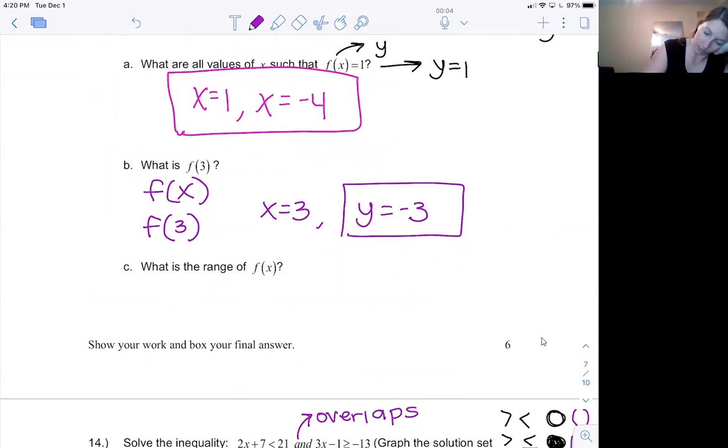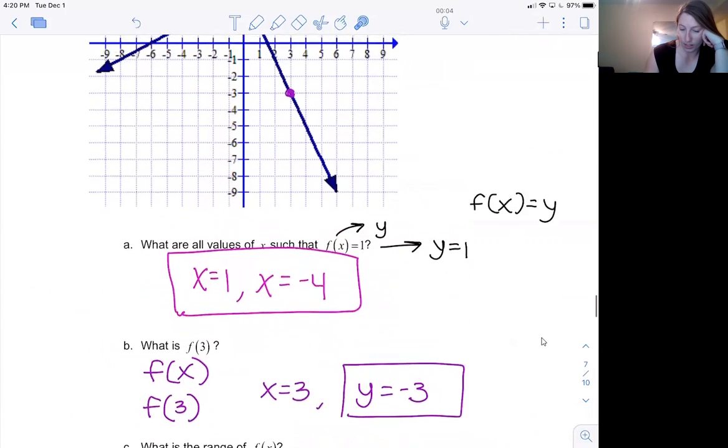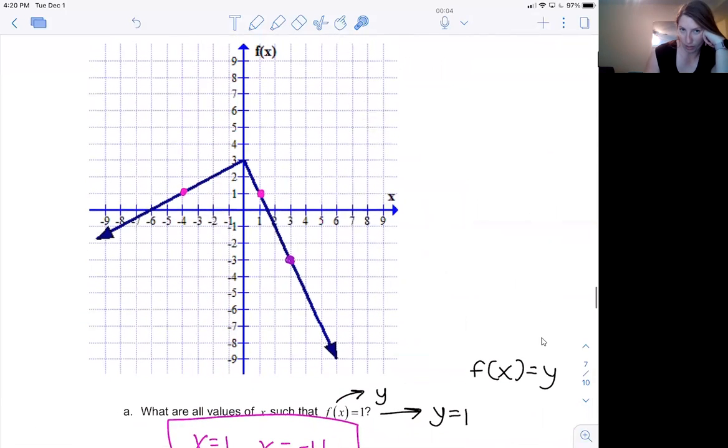Okay, now they want to know the range. So when they're asking about the range, it's talking about our y values. And the domain is referring to our x values. So we don't need to worry about the domain for this question, but for the future, we'll see a question later on that will deal with that. So the range, we're just looking at our y values and seeing what y values we can have with this graph. So I'm going to start from the bottom.